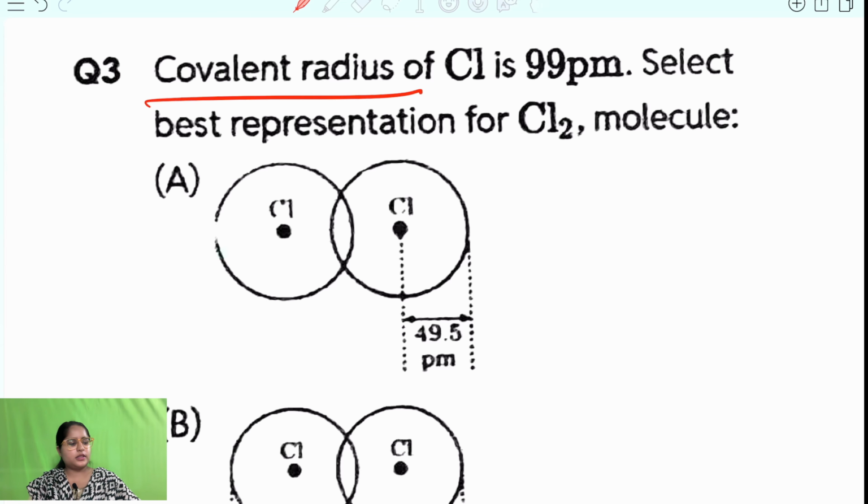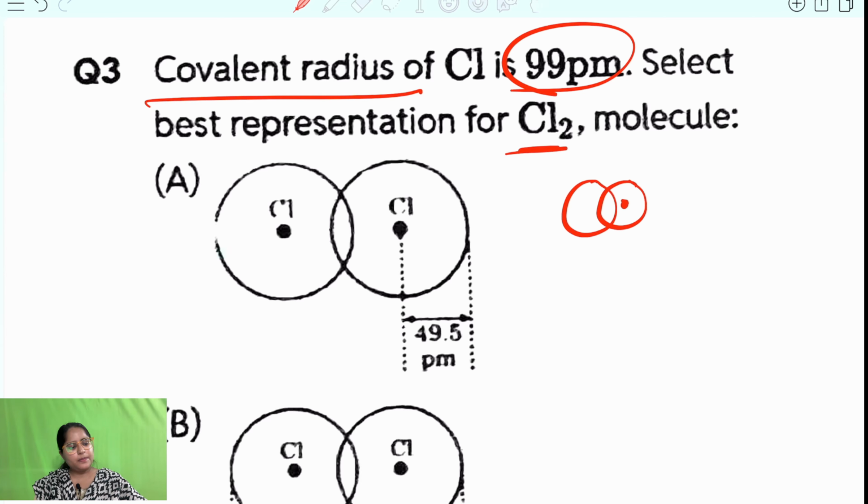Covalent radius, they are saying radius is 99 picometer. Select the best representation of chlorine. I have taught you a covalent bond is represented like this, and this is our internuclear distance. Metallic are represented like this, and van der Waals are represented like this, a little far. So covalent means overlapping must be there, and they are asking you the covalent radius of chlorine. For chlorine it is 99 picometer.